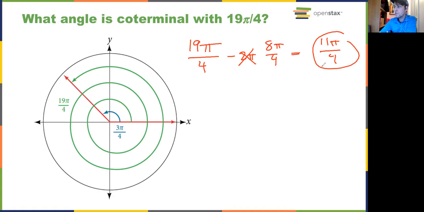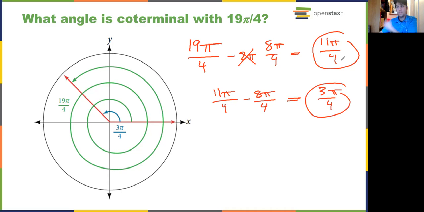So that's one coterminal angle, but actually I can take away another rotation from that, because 11 pi over 4 is technically still more than one rotation. It's more than 2 pi. So if I take away another full rotation, another 8 pi over 4, 11 minus 8 gives us 3 pi over 4. So both of those are going to be coterminal with that.